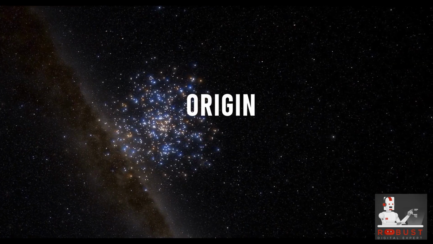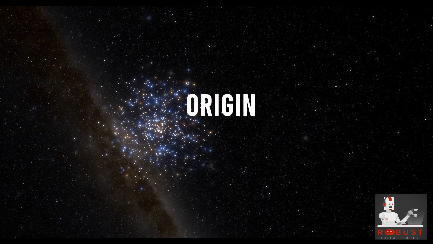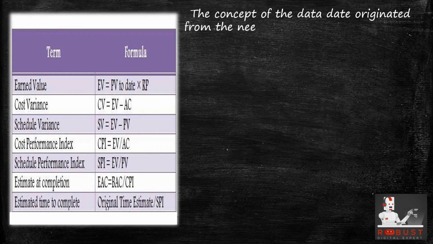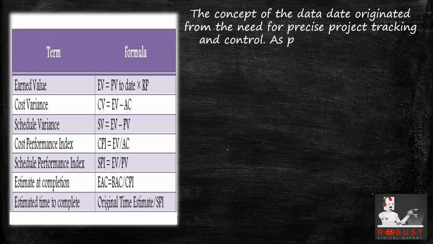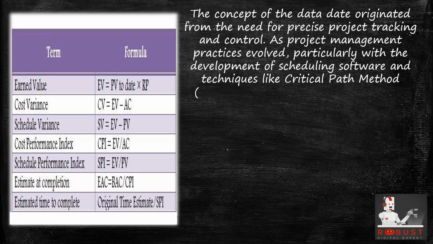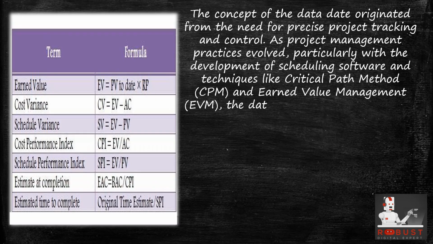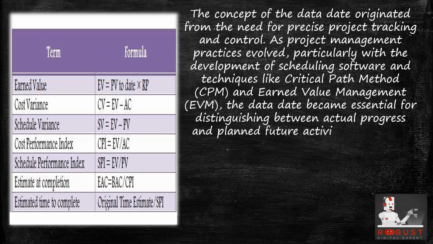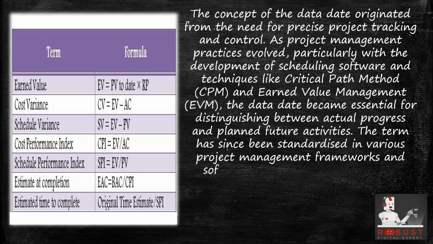Origin. The concept of the data date originated from the need for precise project tracking and control. As project management practices evolved, particularly with the development of scheduling software and techniques like critical path method, CPM, and earned value management, EVM, the data date became essential for distinguishing between actual progress and planned future activities. The term has since been standardized in various project management frameworks and software tools to facilitate accurate project monitoring and reporting.